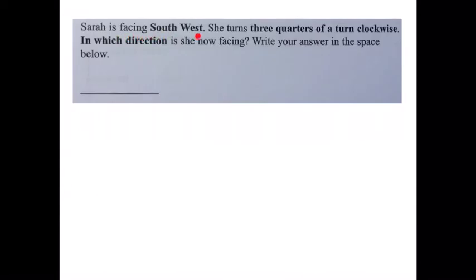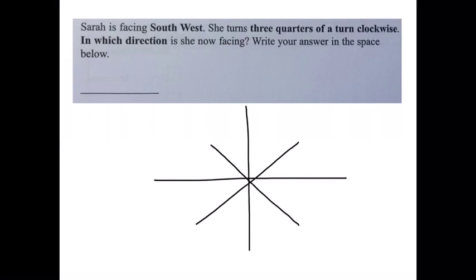Sarah is facing southwest. She turns 3/4 of a turn clockwise. In which direction is she now facing? Okay, so let's start off by drawing ourselves a compass. So we've got our north, east, south, west, northeast, southeast, southwest, northwest. So we are told that Sarah is facing southwest. She's facing southwest.